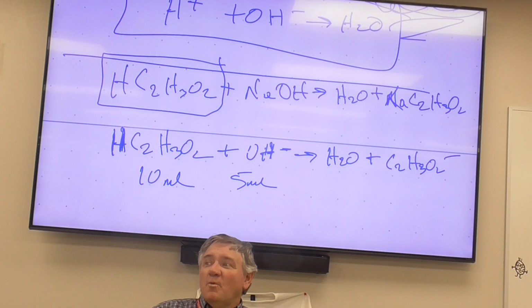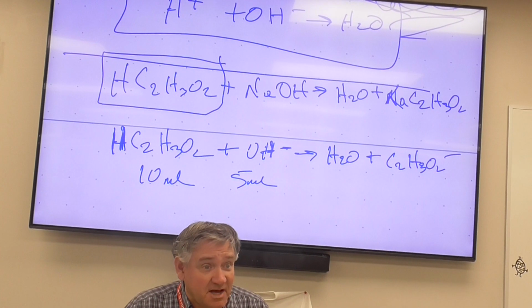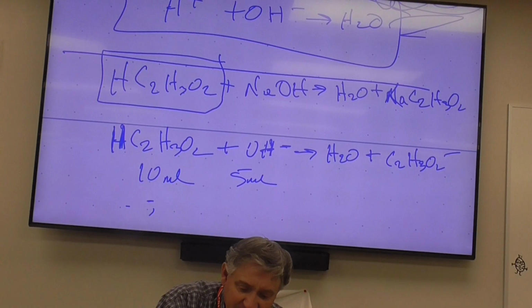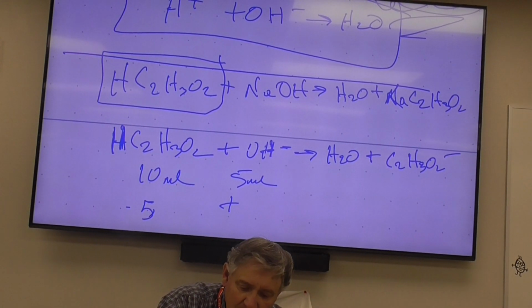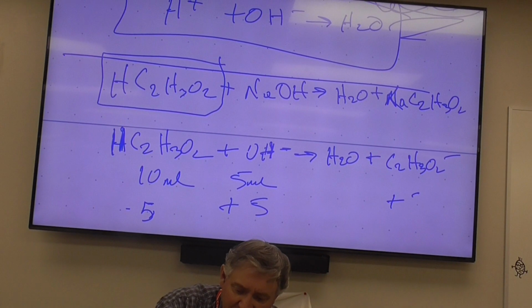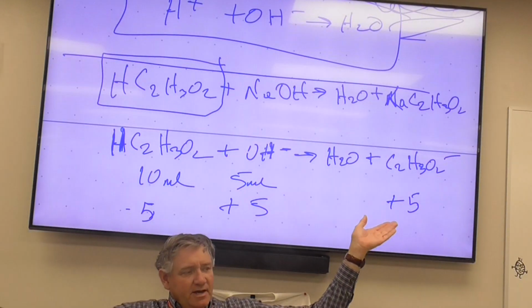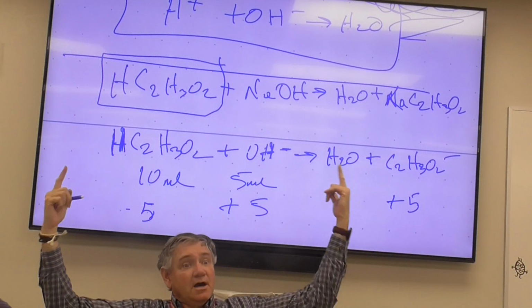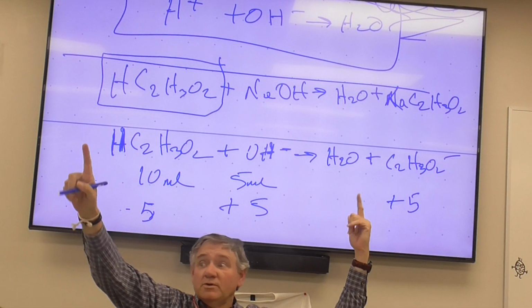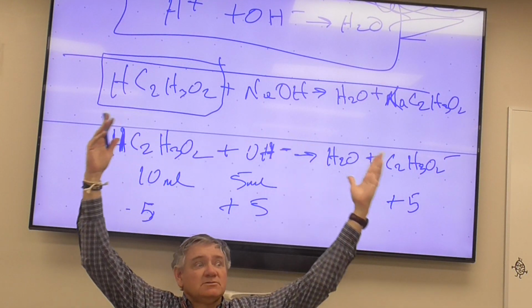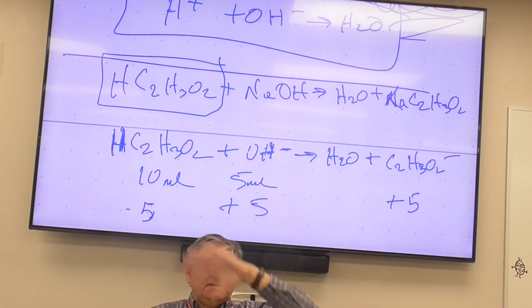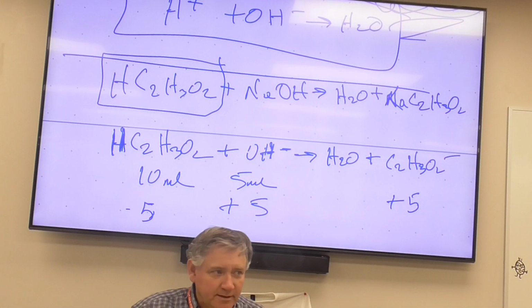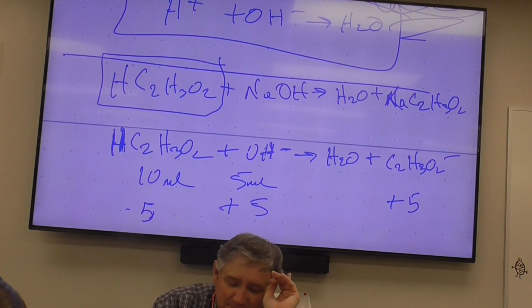Why? I didn't say that. I said pKa. It's half neutralized, right? You go minus 5, plus 5, plus 5. Your anion concentration equals the concentration of your acid. You're taking the log of one, which is zero, so the pH equals your pKa, which is 4.74.